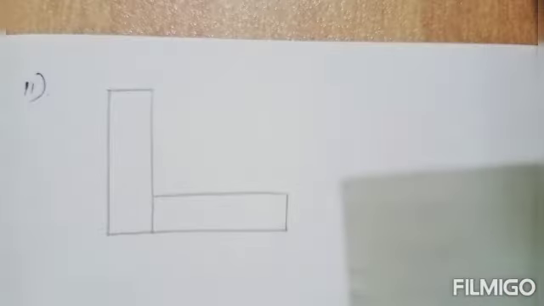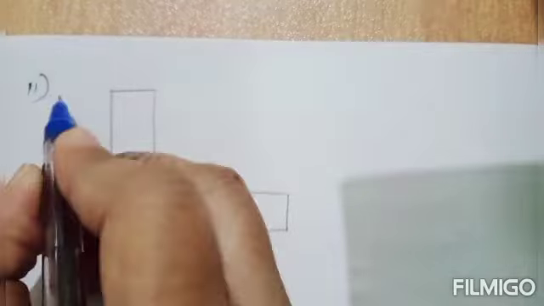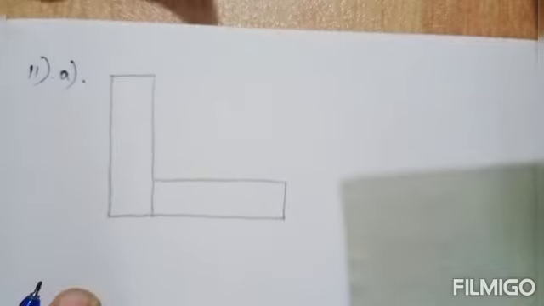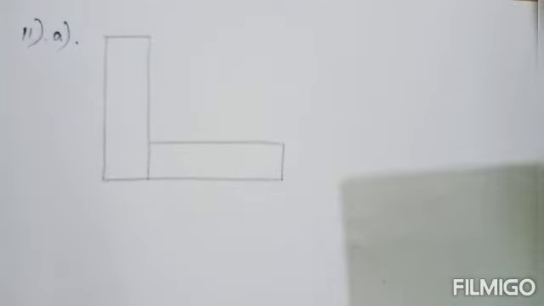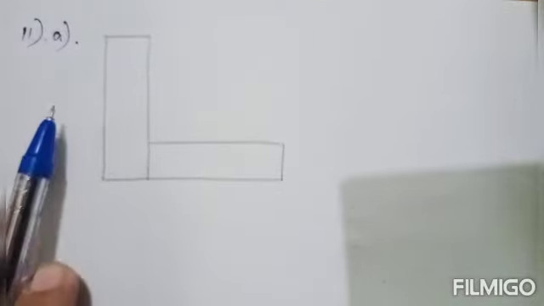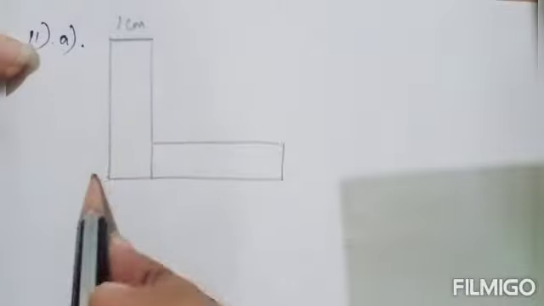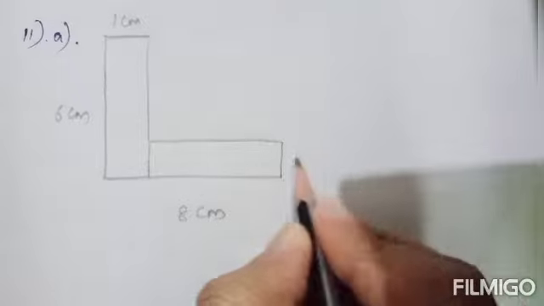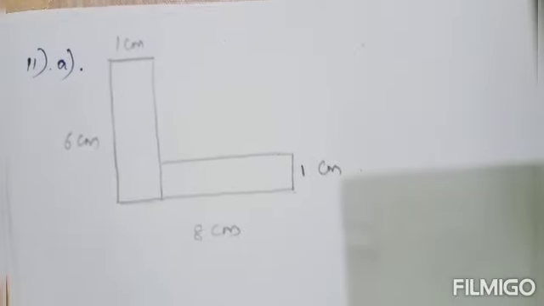Okay. Now 9th and 10th question, it is not needed. Okay. Next, 11th question. Find the areas of the following figures by dividing them into rectangles. Measurements are given in centimeters. So you have to find the area of the given figure by dividing into rectangles. Okay, so first one, A. Here this figure is given. This length is 1 centimeter. This length is 6 centimeter. This full length is 8 centimeter, and here it is 1 centimeter. It is given like this.